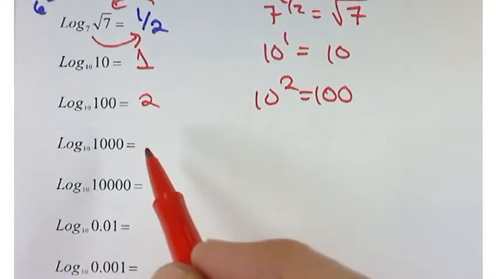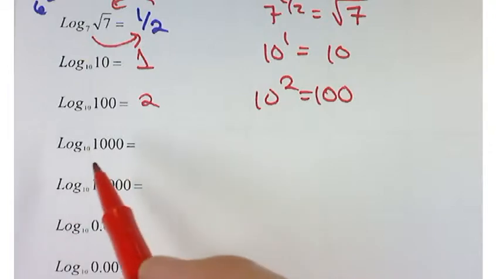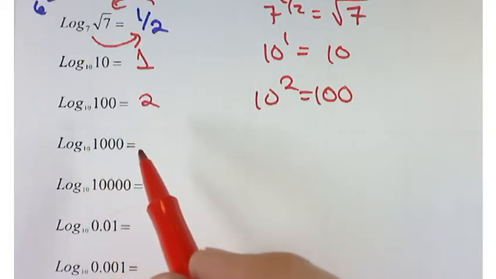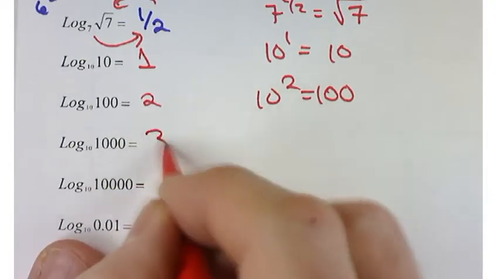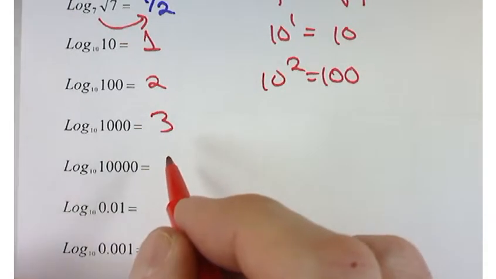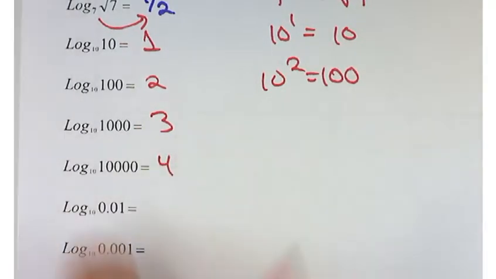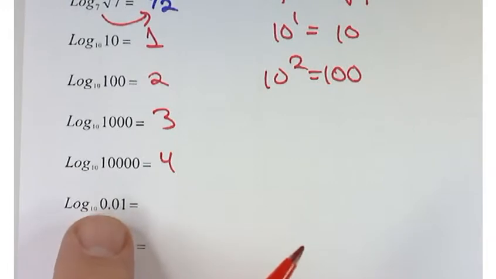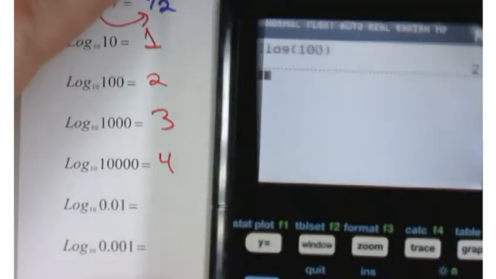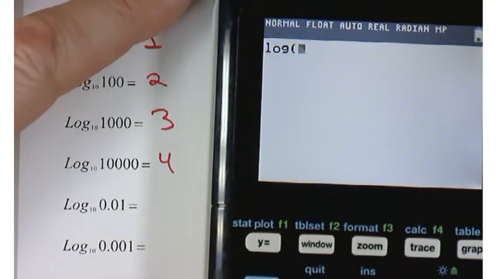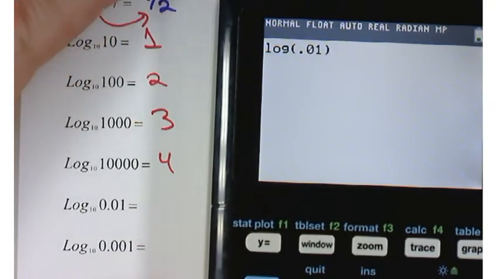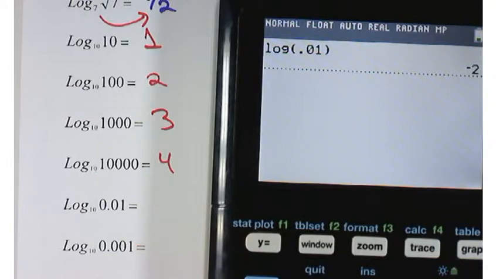Now, a couple of the rest of these should be predictable. What power of 10 gives you 1,000? 3, and then 10,000, 4. Now, down here, they get a little bit more dicey. It's not quite as clear. So that's where you can use your calculator, right? Log of 0.01. -2.